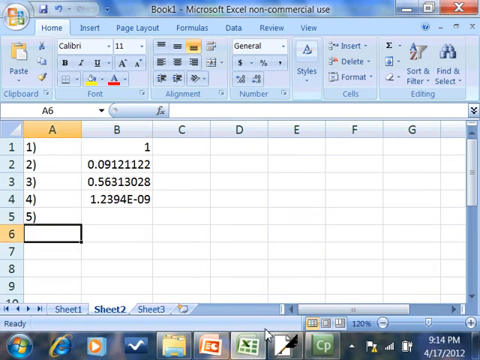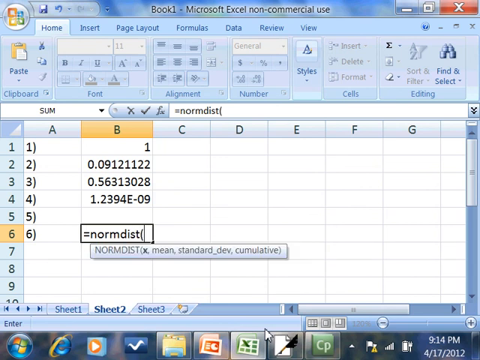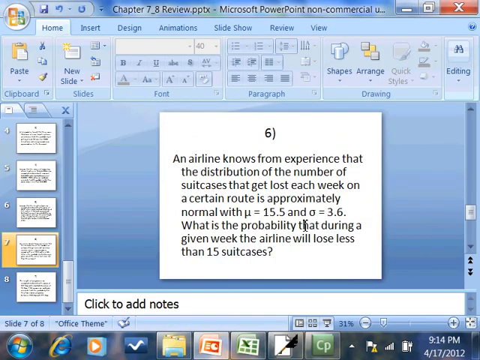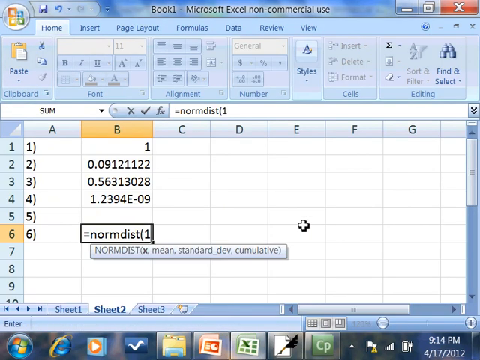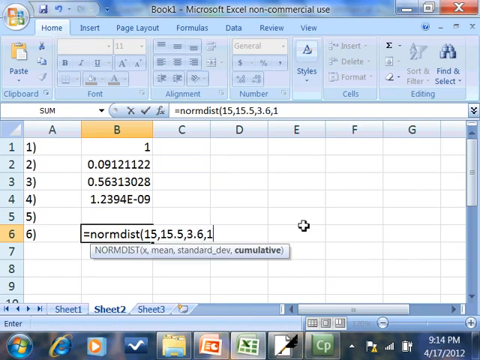So this is number 6. I'm not being lazy on that one. I'm just running out of time. These can only be so long. Less than 15. So 15, comma, our mean, which is 15.5, comma, 3.6, cumulative 1.